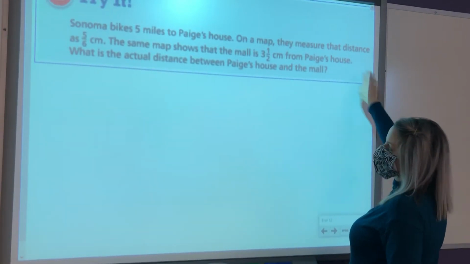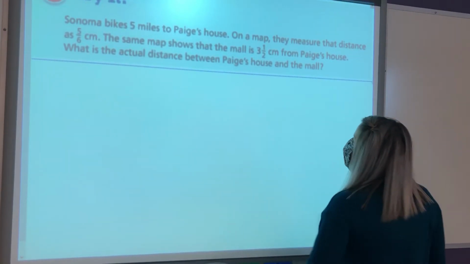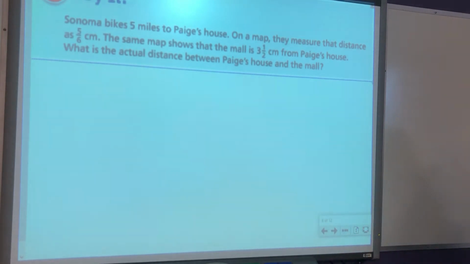Okay, this is your try it in your book. Sonoma bikes 5 miles to Paige's house. On a map, they measure that distance as 5.6 centimeters. The same map shows that the mall is 3.5 centimeters from Paige's house. What is the actual distance between Paige's house and the mall?